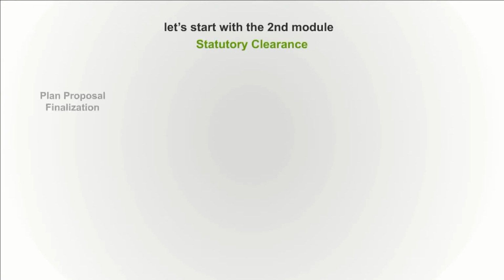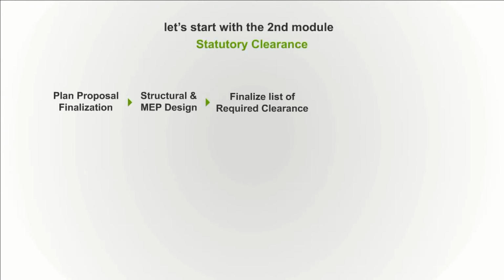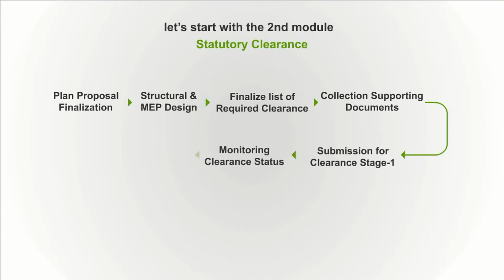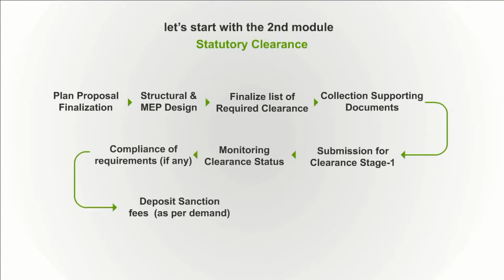Let's move to the second module of statutory clearance. This is the flowchart of statutory clearance. You submit and record the architectural plan and record the finalized plan. Based on this, structural and MEP designs are recorded. You can also record the supporting documents.